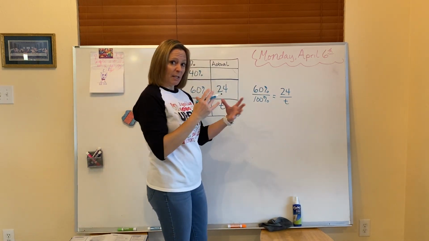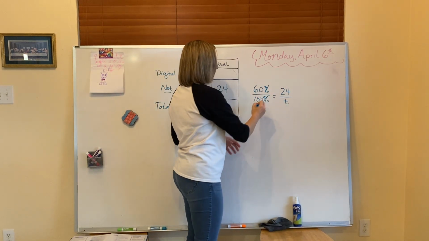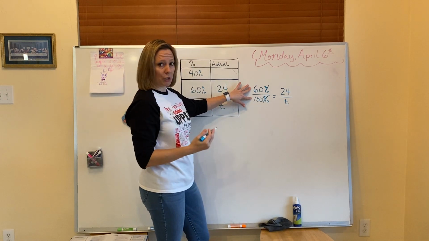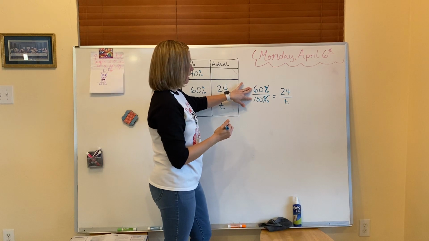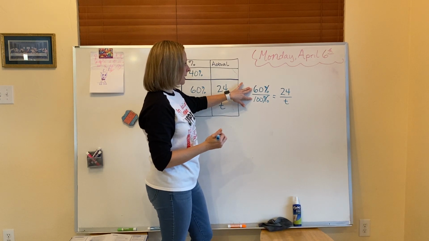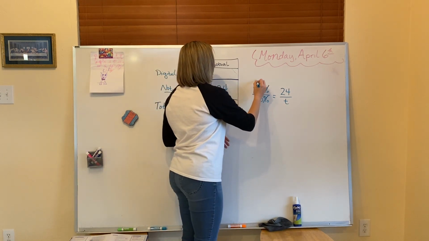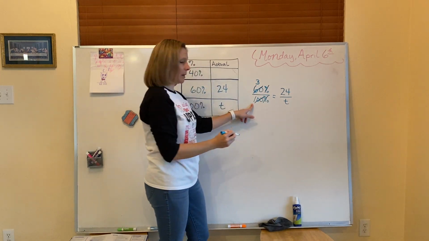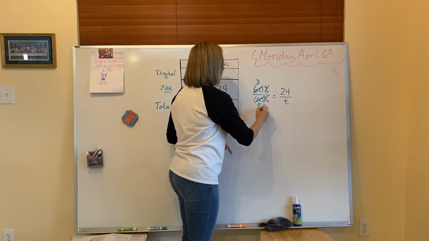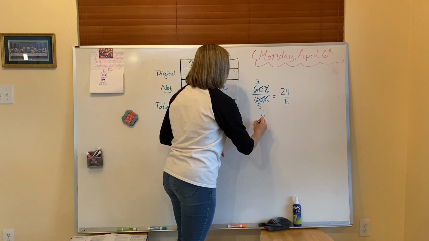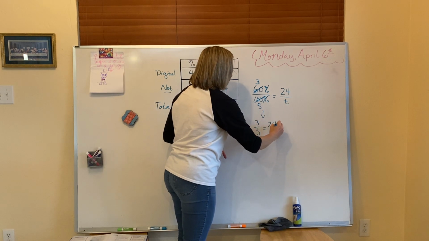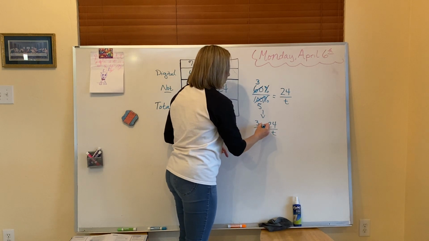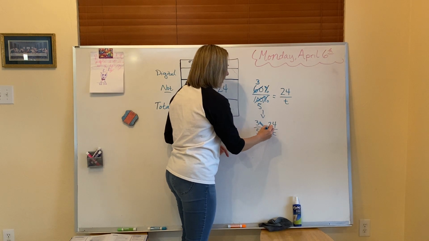Once again, we can cancel our percents. We can divide to reduce this as far as we can, by 20. So 60 divided by 20 is 3, and 100 divided by 20 is 5. Once again, we're left with 3/5 is equal to 24 over T. We'll cross multiply to set up our equation.